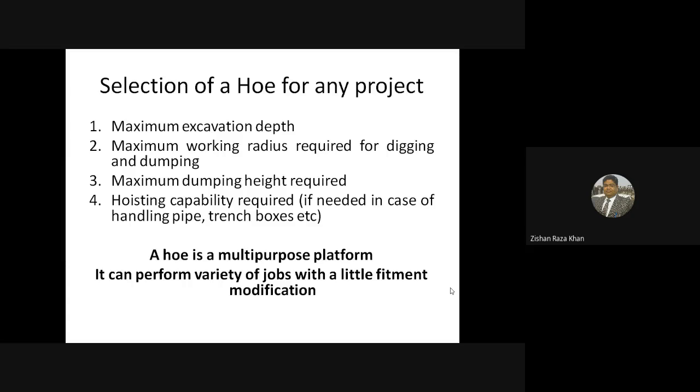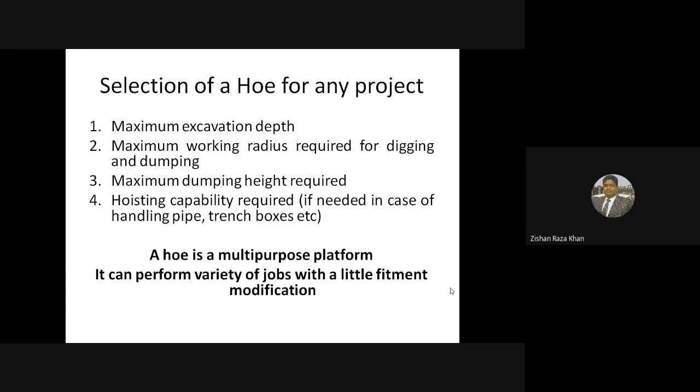Third, maximum dumping height required. Because in a backhoe's condition, dumping is often done above the ground. So we need to find out at what height the material should be lifted, because it has to cut the material from below ground and needs to fill the transportation unit, which is obviously standing above the ground. Now, next point, hoisting capability required if needed in case of handling pipes, trenches, trench box, and other material, etc.